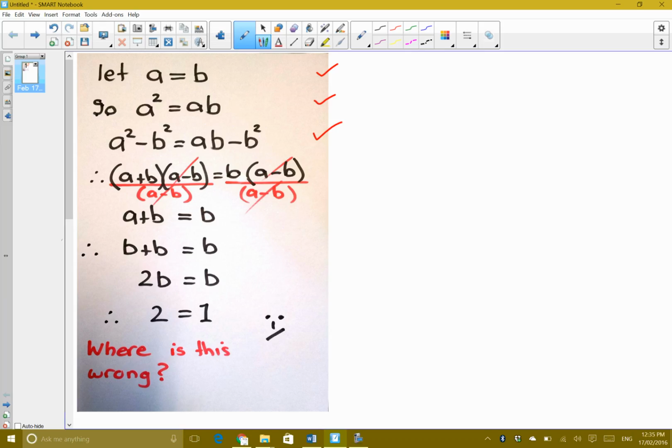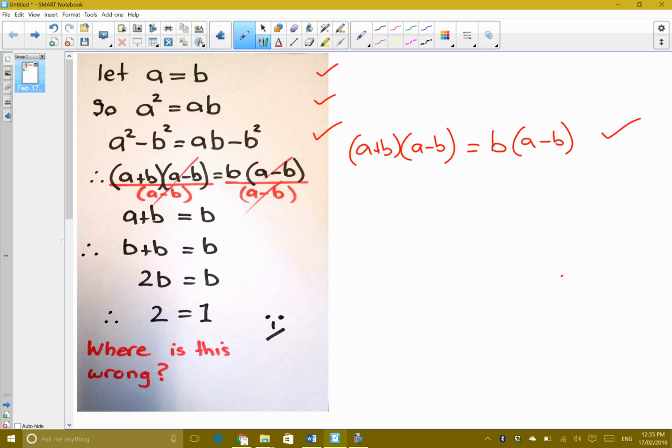The next line, I've just factorised either side of the equation. So I've factorised the difference of two squares on the left-hand side to say, well, it's (a plus b)(a minus b), which equals, and I've just brought out b as a common factor, b outside of (a minus b). And you get this line. That's perfectly okay. No problems there.